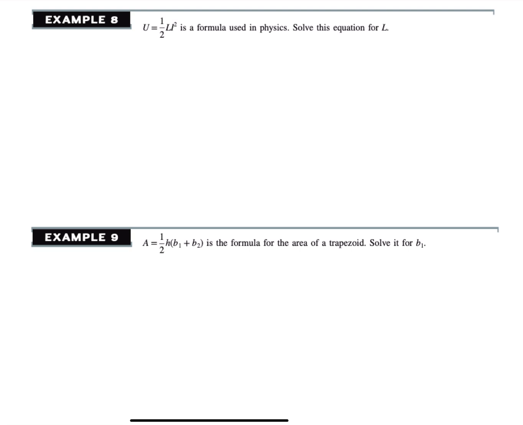They gave us this new formula. It says u equals 1/2 L times I squared. They say it's a formula that's used in physics, so you may see this come back up one day. And it's asking us to solve this equation for L, meaning we want to just get this L by itself and everything else over to the other side.